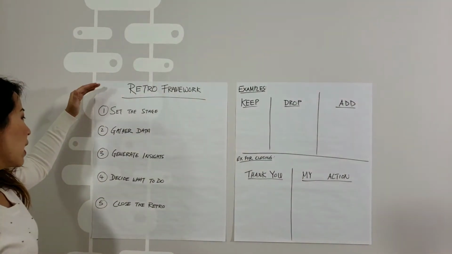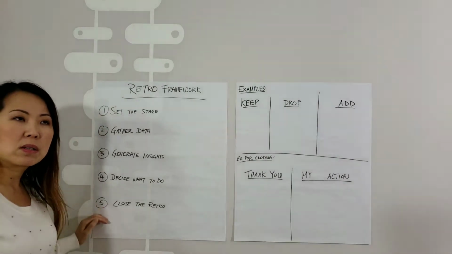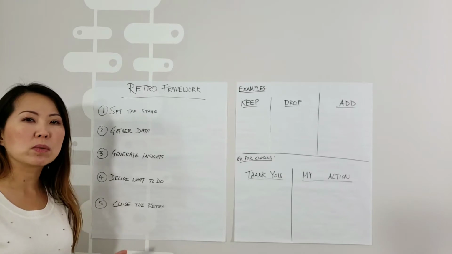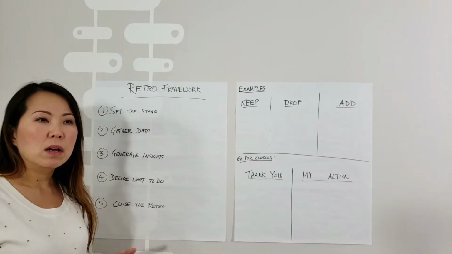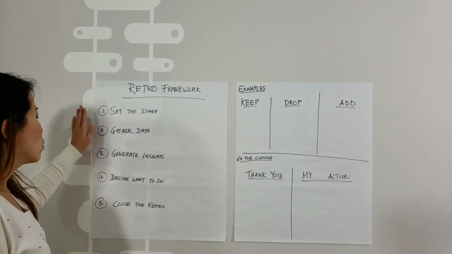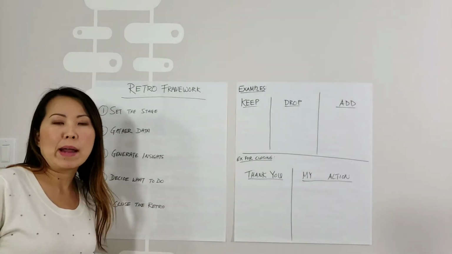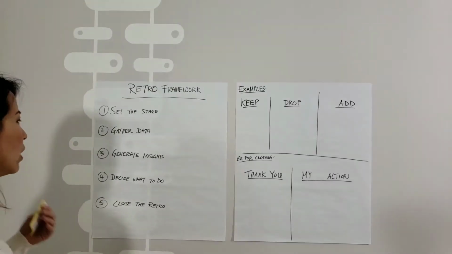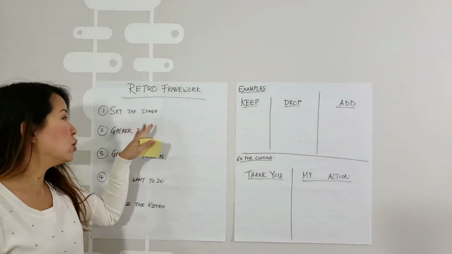So I don't tend to go through all of them because I find there's just not enough time, and teams don't tend to want to sit in a 2 hour or longer retrospective. So I usually would set an hour and a half for a team of less than 8 people. And usually what I'll do is I'll set the stage.